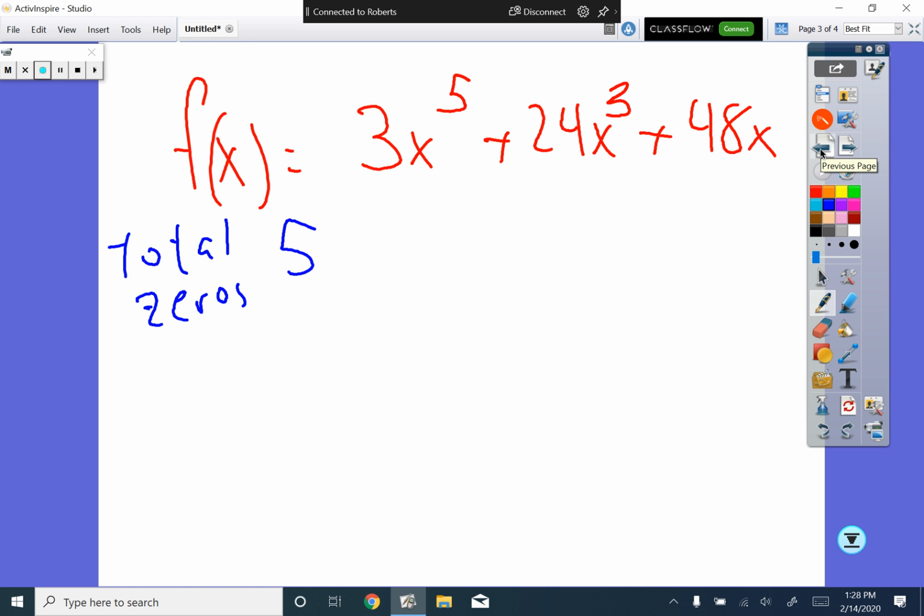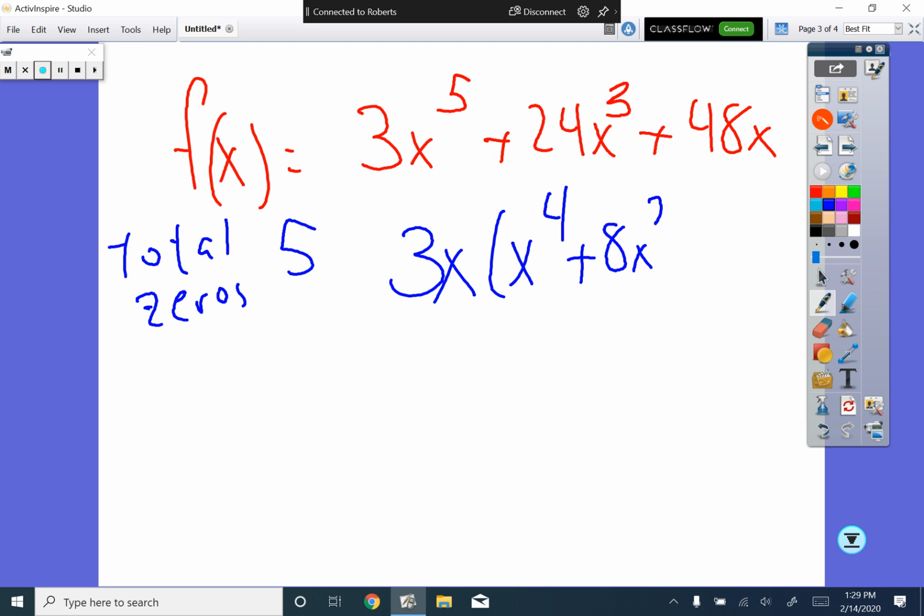The first thing I want to look at is this. What do they all have in common? An x and a 3. Thank you for combining. So when I pull that out, I'm left with x to the 4th plus 8x squared plus 16. Now, this looks like a quadratic, but it's not because this is x to the 4th. This is x squared.